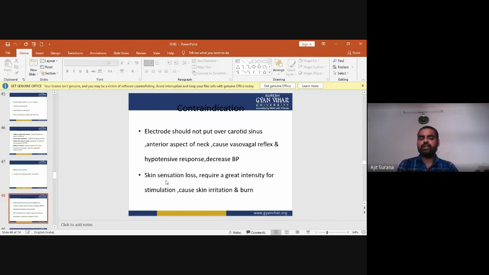So these are the contraindications. First, electrodes should not be put over the carotid sinus or the anterior aspect of the neck, because they cause vasovagal reflexes and a hypotensive response, due to a decrease in BP. Second is skin sensation loss, which requires a great intensity for stimulation and causes skin irritation and burns.